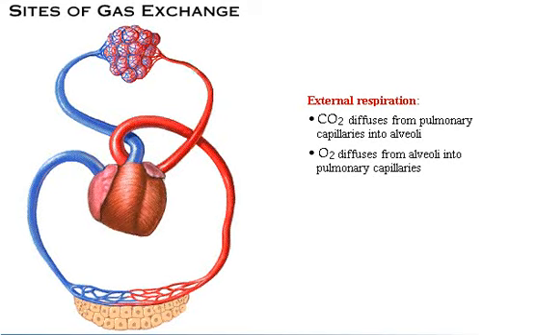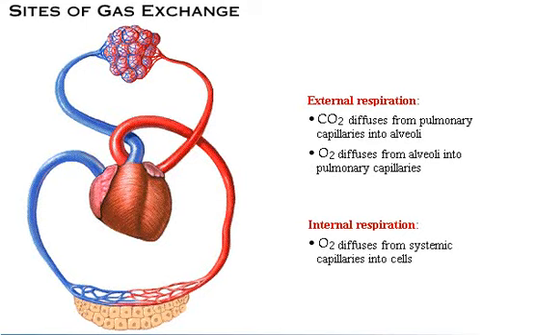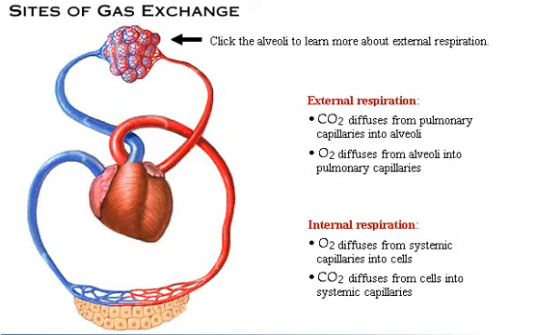Oxygen-rich blood leaves the lungs and is transported through the pulmonary veins to the left side of the heart. From there, it is pumped through the systemic circuit to tissues throughout the body. Internal respiration occurs within tissues as oxygen diffuses from the systemic capillaries into the cells, and carbon dioxide diffuses from the cells into the systemic capillaries. Click the alveoli to learn more about external respiration.